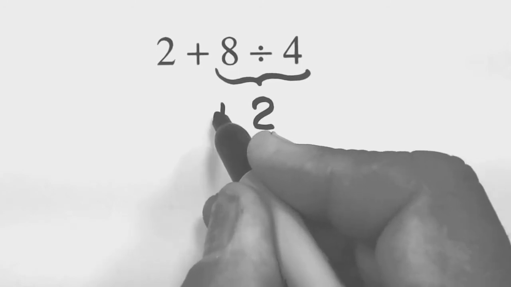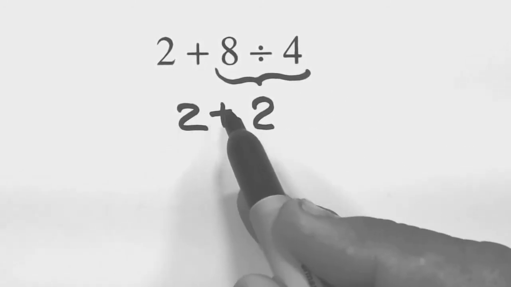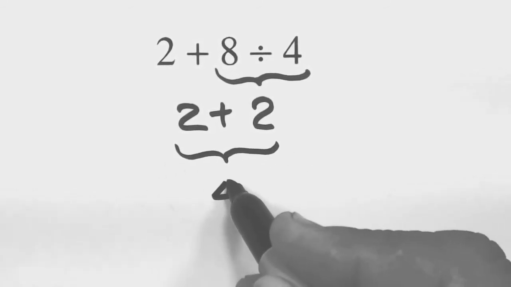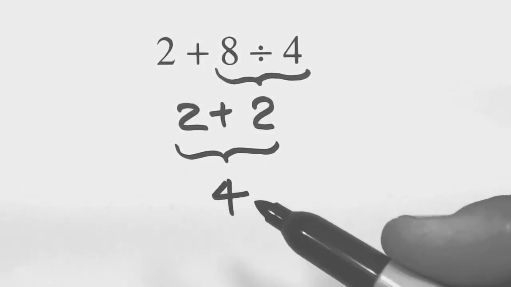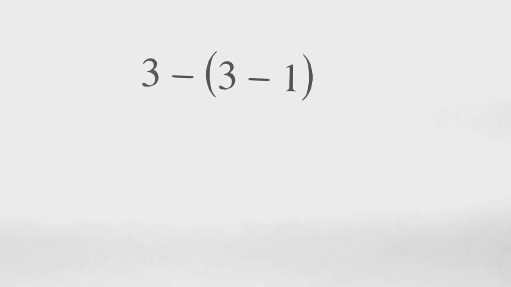Copy down the guys that we haven't used. Here they are. And of course, we only have one thing left to do. 2 plus 2 ends up giving me 4. There's our final answer. Now, let's take a look at what happens when we've got some parens involved.